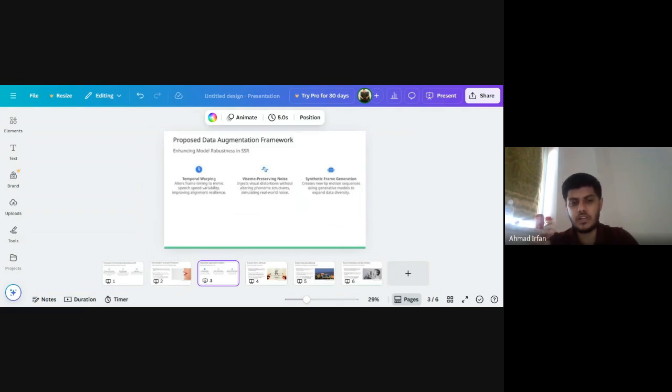Some of the techniques I have used in my research are temporal warping to simulate faster and slower speaking styles, viseme-preserving noise injection to introduce visual variability, synthetic frame generation, which helps simulate rare phoneme transitions, and lip-sync misalignment, which mimics real-world imperfections like poor frame-to-phoneme synchronization. Together, these techniques create more diverse training data while keeping the visual phonetic cues intact. These improve model robustness to ambiguity, lighting change, and speaker diversity.